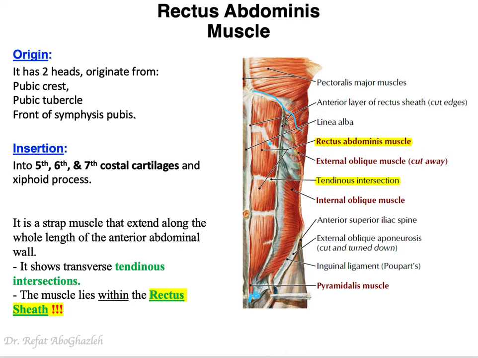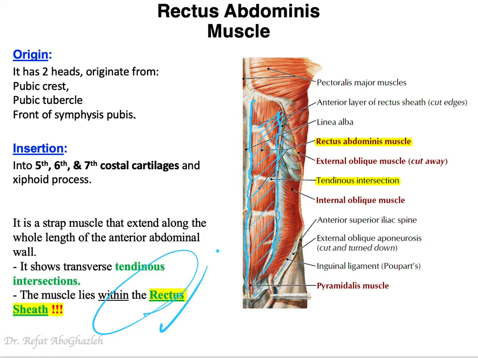Now, this strap muscle extends along the whole length of the anterior abdominal wall, and it shows transverse tendinous intersections, because they intersect the muscle transversely. Furthermore, look at the rectus sheath here. There is a fibrous sheath here. The author cut it from here to show you that the muscle is enclosed in a fibrous sheath known as the rectus sheath.